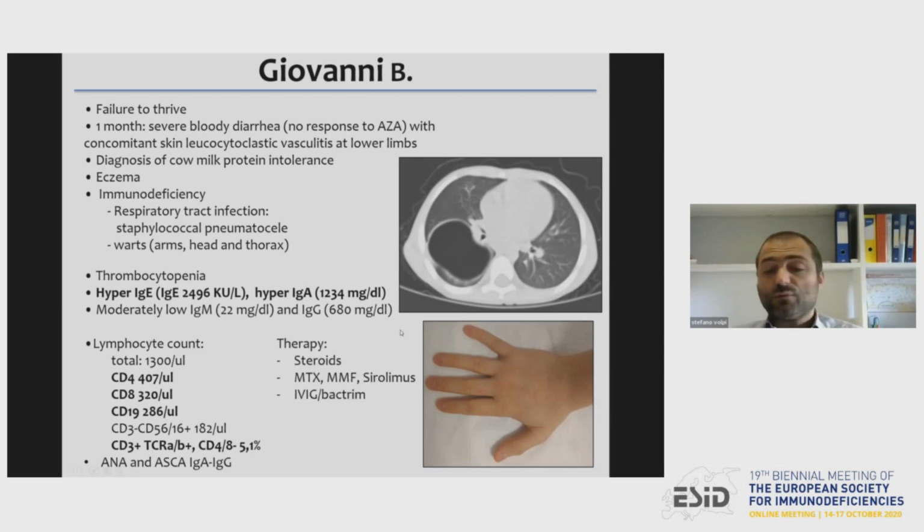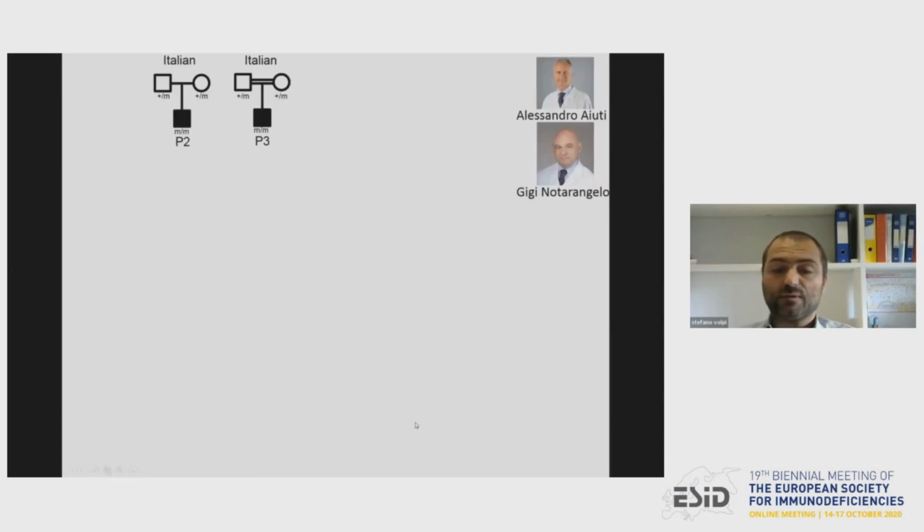Giovanni was treated with some immunosuppressant, and we gave him IVIG and bacterial prophylaxis for the infections. We ruled out, together with Silvia Giuliani in Brescia, Wiskott-Aldrich syndrome, both in the protein expression and gene sequence, and we didn't find a mutation. So we submitted both patients for extended genetic screening.